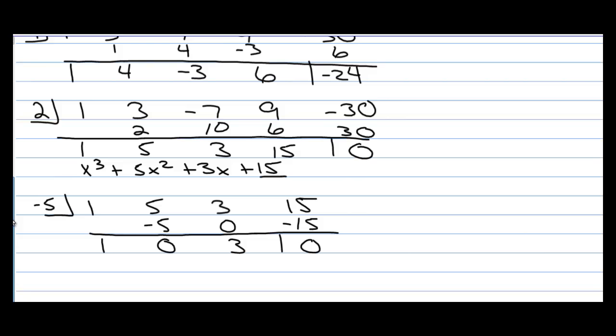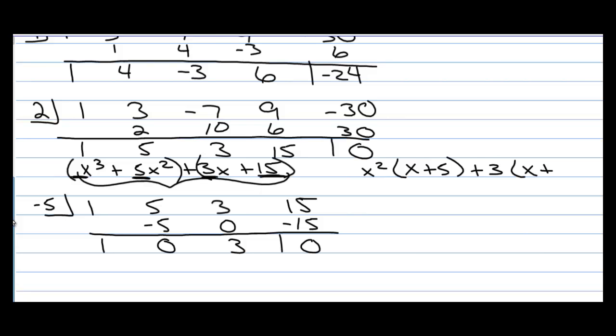In this particular case, the ratio of the first two, 1 and 5, is the same as the ratio of the second two; if you divide these by 3, that'd be 1 and that'd be 5. If the ratios are exactly the same, then you can factor this by grouping. So we could group the first two together and the last two together. We can take an x squared out of the first one and get x plus 5, and take a 3 out of the next two and get x plus 5. And what you have left is x squared plus 3 times x plus 5.